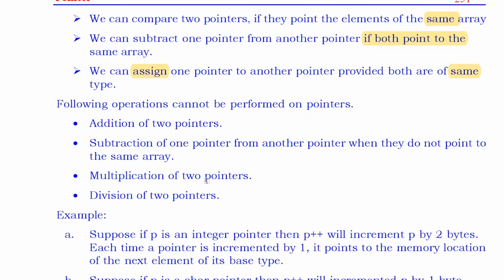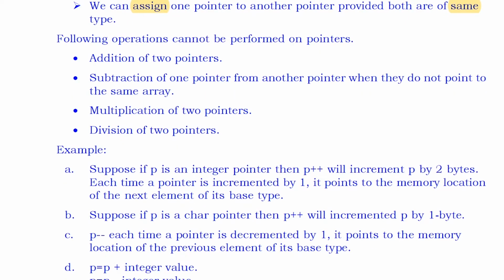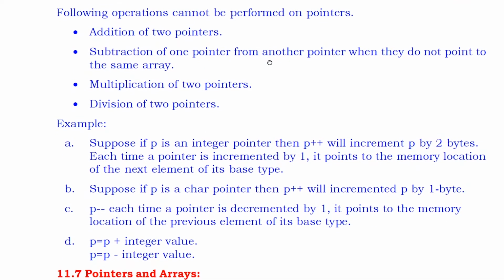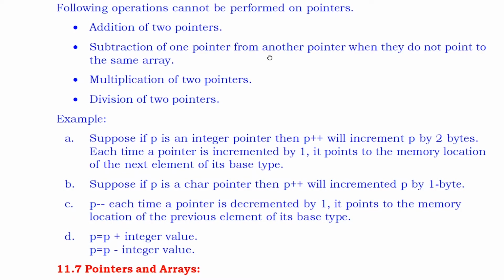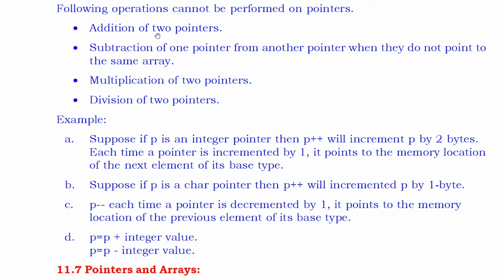And let us look at the operations which we are not able to perform. You can see, addition of two pointers: simply, we have two pointers P1 and P2 somewhere, and we cannot add them. So addition of these two pointers is not possible. Subtraction of one pointer from another pointer is not possible when they do not point into the same array. That is very important. At the beginning we said which operations are possible, but if they are not pointing to the same array, then subtraction is not possible. Addition of two pointers is not possible.